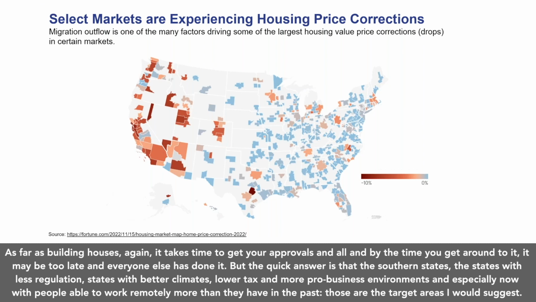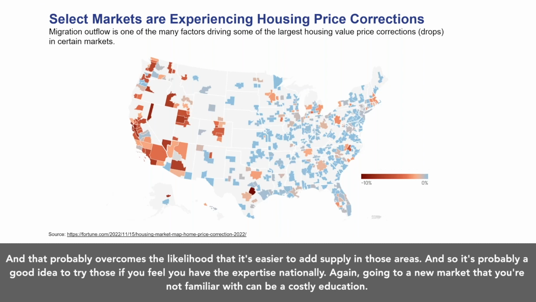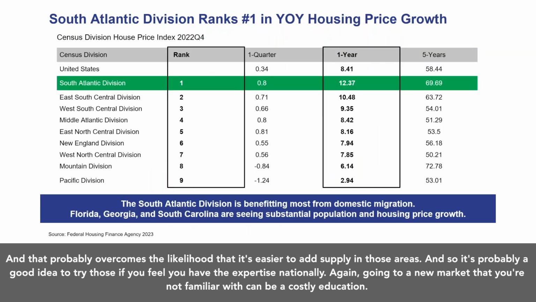So yeah, as far as building houses, you know, again, it takes time to get your approvals and all, and by the time you get around to it, maybe too late and everyone else has done it. But the quicker answer is that the southern states, the states with less regulation, states with better climates, lower tax, and more pro-business environments, and especially now with people able to work remotely more than they have in the past, those are the target areas I would suggest, and that probably overcomes the also likelihood that it's easier to add supply in those areas. And so it's probably a good idea to try those if you feel you have the expertise nationally. You know, again, going to a new market that you're not familiar with can be a costly education.